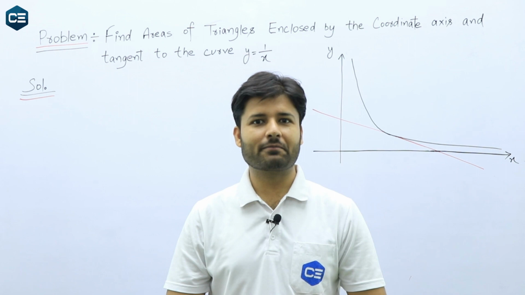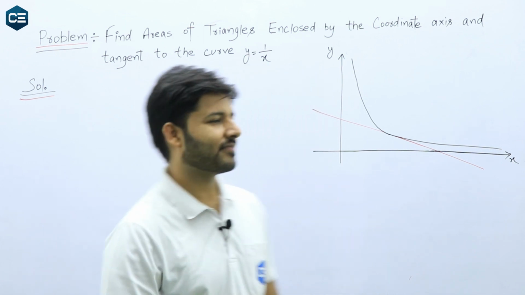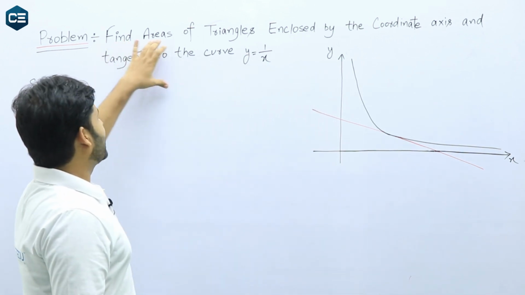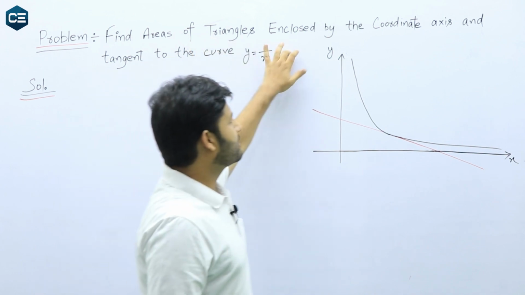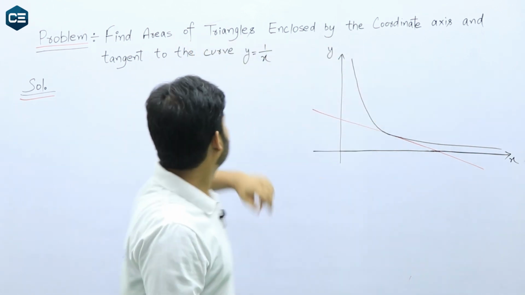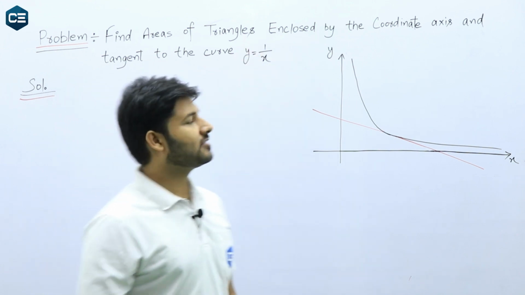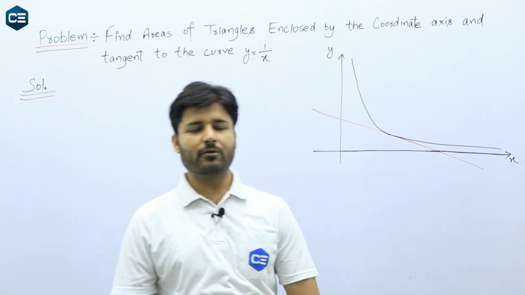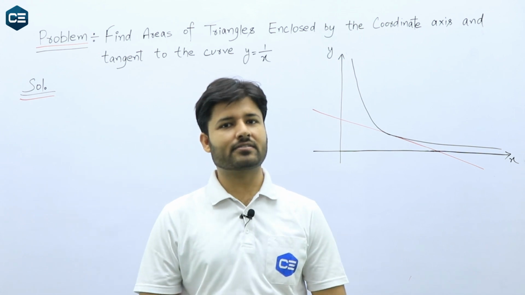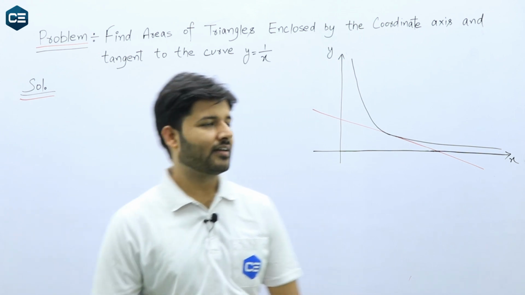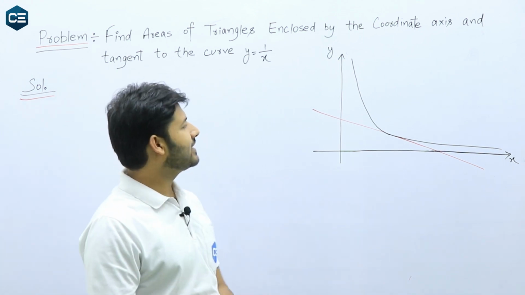So let's read out our problem. Our problem is: find areas of the triangles enclosed by the coordinate axis and tangent to the curve y is equal to 1 over x. This is more like a geometry problem, and you will see a little bit of the essence of calculus in this. How? So firstly, let's draw the curve.